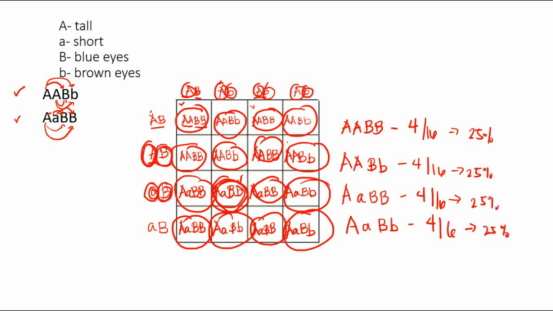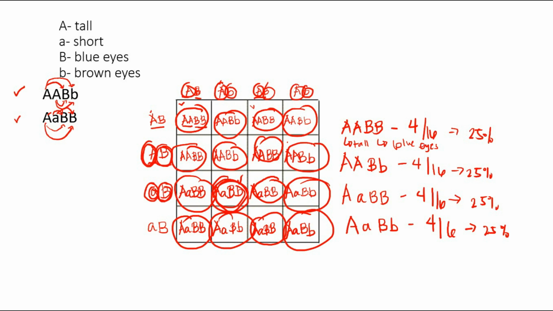So for the first one, you have homozygous dominant in terms of the height. So this will be tall, and at the same time, it's also homozygous dominant in terms of the color of the eye. So this is blue eyes. Okay? So there is a 25% chance that these parents will have children who are both tall and blue-eyed.